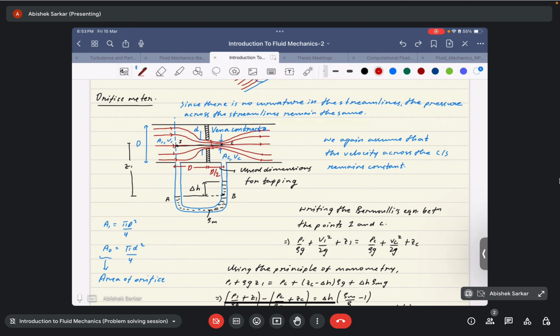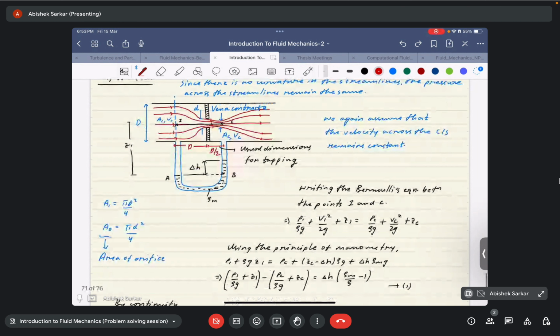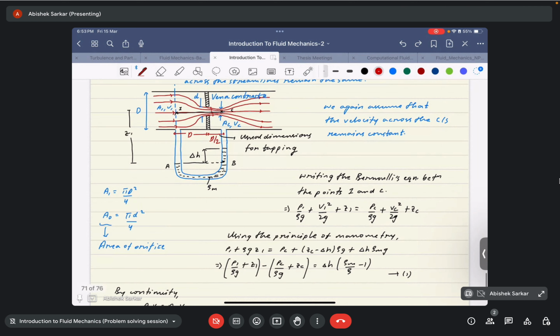Okay, so vena contracta is the point where the area of the stream tube of this particular flow is the smallest. Now if we apply Bernoulli's equation between point 1 and C, we will get P1 by rho g plus V1 square by 2g plus Z1 is equal to PC by rho g plus VC square by 2g plus ZC. Now we again apply the principle of manometry between point 1 and point C, and you may ask how we find point C.